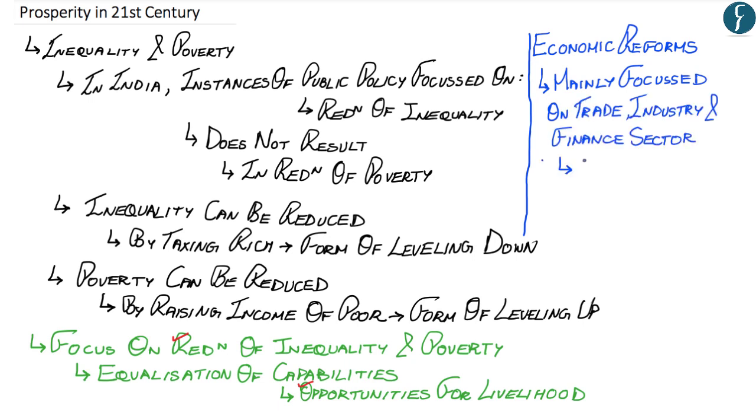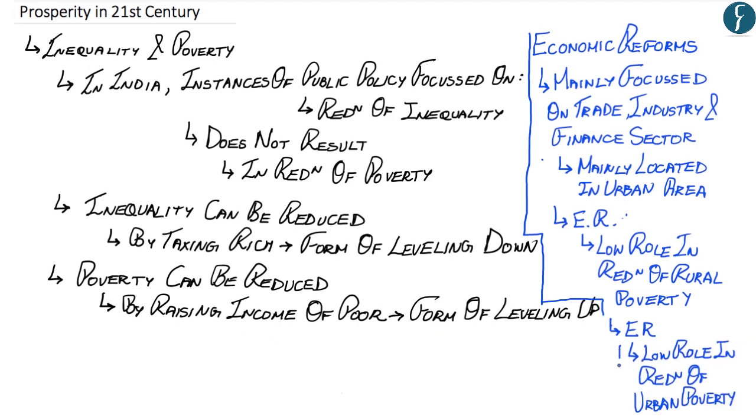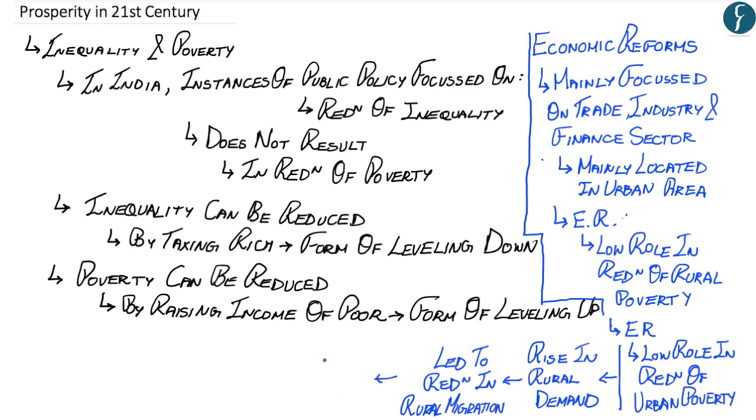And according to the author, these sectors are mainly located in the urban area. And so, the economic reforms had little role in the reduction of rural poverty. And similarly, the economic reforms, according to the author, had a low role in reducing urban poverty. And this is because there was a rise in rural demand, which led to a reduction in rural to urban migration, and therefore led to a reduction in the rise of urban poor.